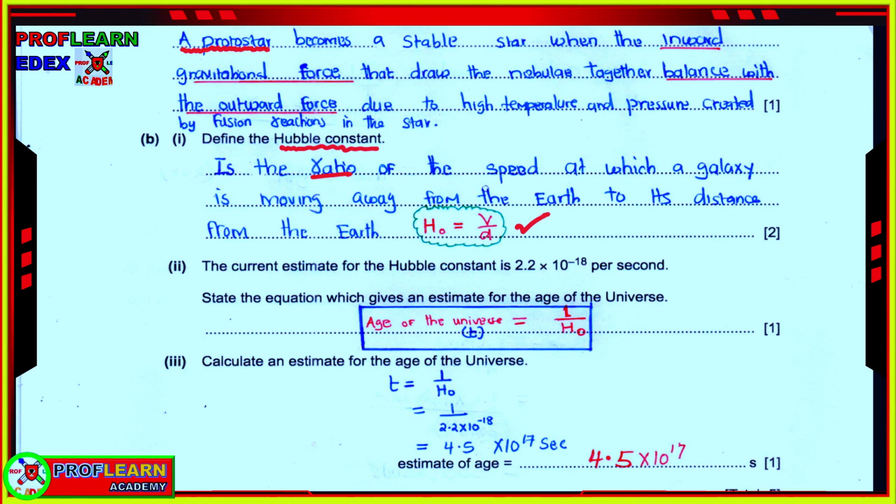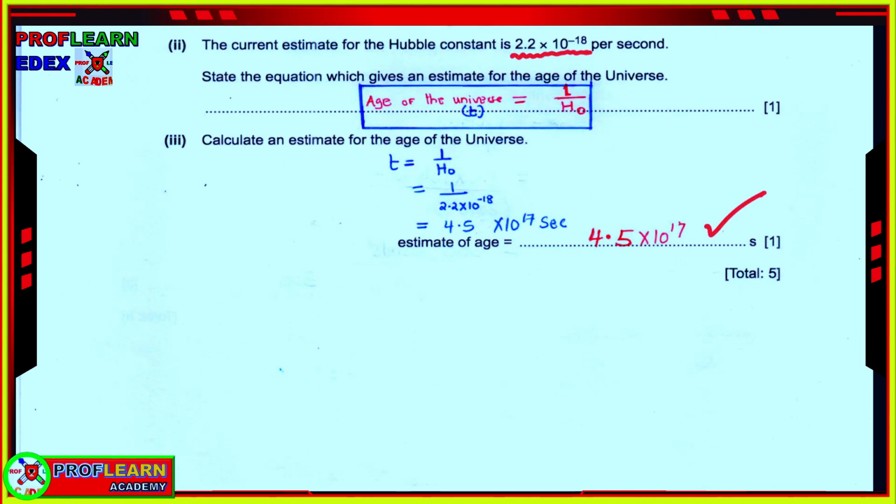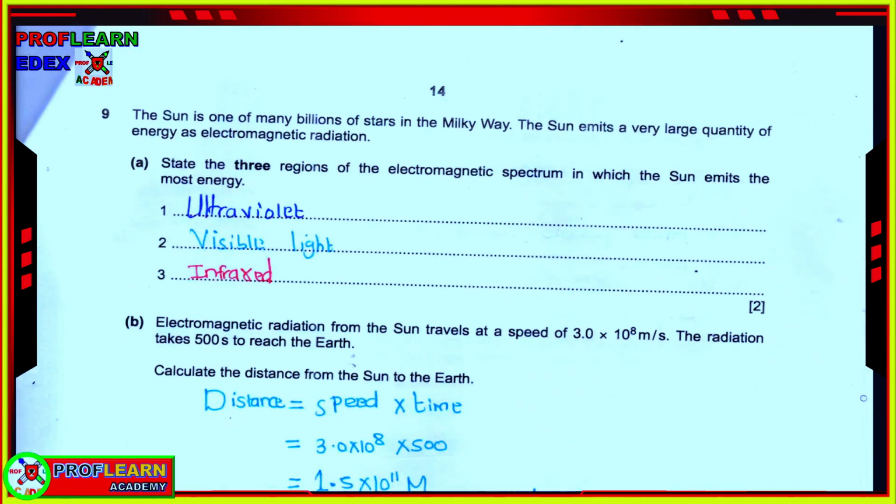So using this formula we can work out the age of the universe, and we're going to say 1 over Hubble's constant, and Hubble's constant is here. So we are going to say 1 over 2.2 times 10 raised to the power negative 18. If you work it out, you are going to get 4.5 times 10 raised to the power 17 seconds as the age of the universe. Let's go and see the next question.